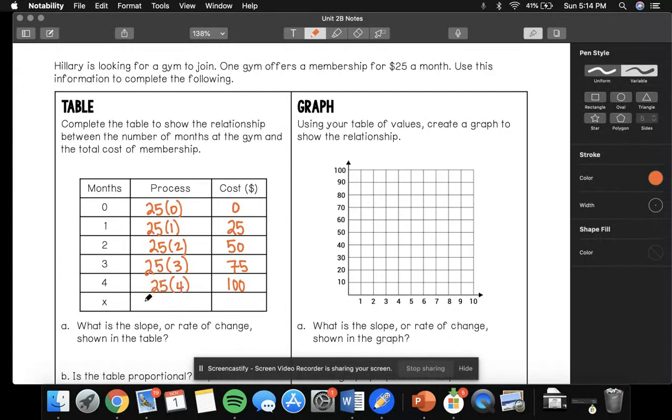So this process is we're taking the 25 and we're multiplying it by our input. So if we don't know the input for this case, we would put 25 times x. And whatever that output is will be our y, or our output.